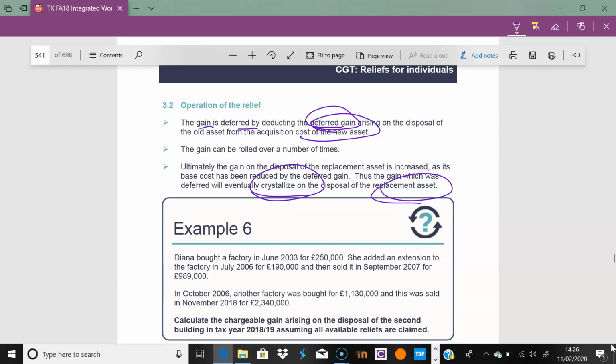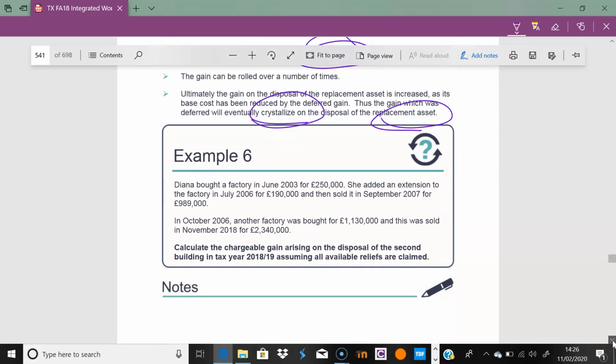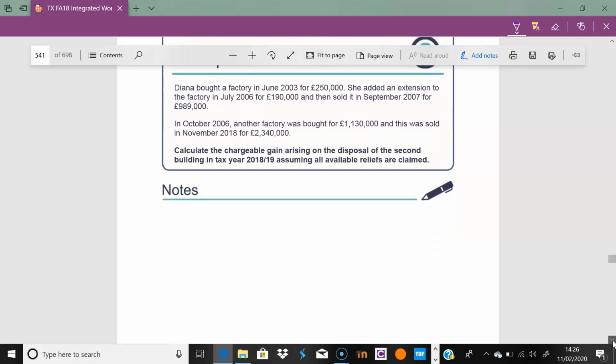Right. So what we're dealing with here, let's look at this question. Diana buys a factory. I'm just going to go through the theory so you can see what's going on, and then we'll look at the numbers. Diana buys a factory in June 2003 for $250,000.